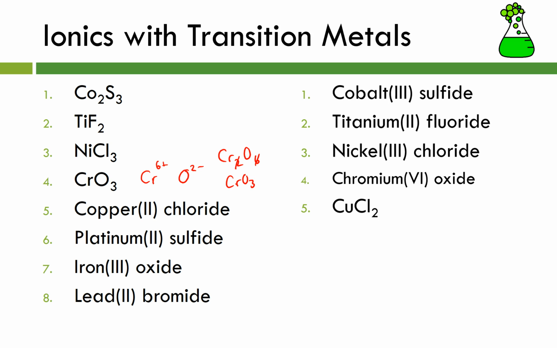Copper(II) chloride, CuCl2, platinum(II) sulfide. This one's going to reduce down. It's just PtS, +2 for platinum, -2 for sulfide, so it's going to be that 1-to-1 ratio. Iron(III) oxide, more commonly known as rust, is Fe2O3, and lead isn't a transition metal, but when you look up lead on the periodic table, it can have a +2 or a +4 charge, so we need to specify which we're talking about. Lead(II) bromide has the formula PbBr2.